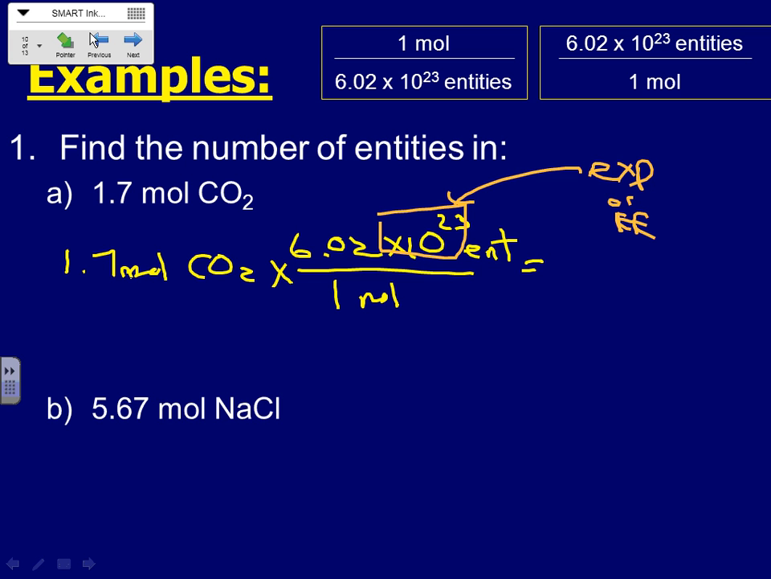What answer do we get here? Kayla, what do you got? 1.0234 times 10 to the 24. And what unit is left after I do my calculation? Yep. Entities. And what is the entity for CO2? What do we call the CO2 pieces? Right. So now I have 1.0234 times 10 to the 24 molecules of CO2.